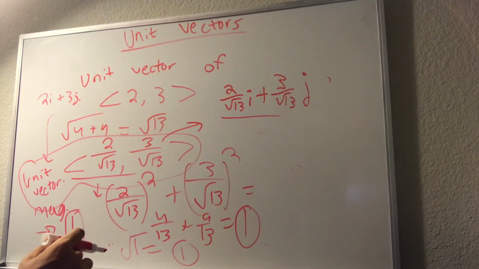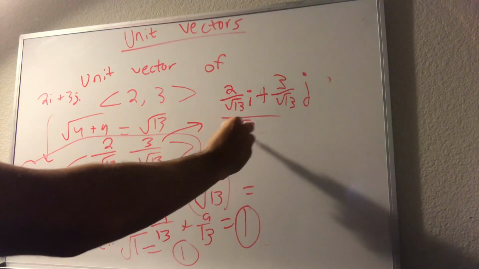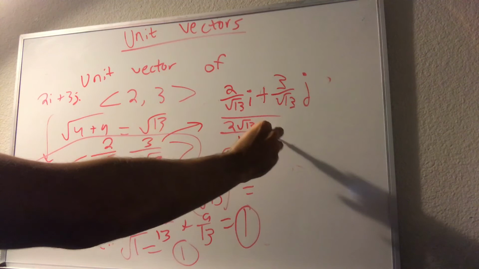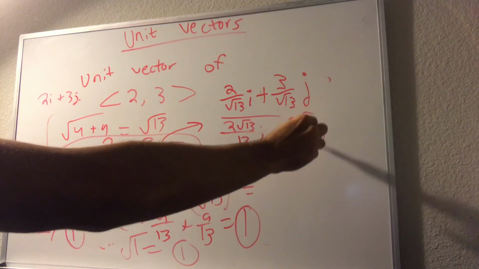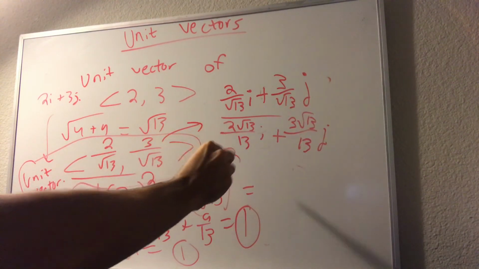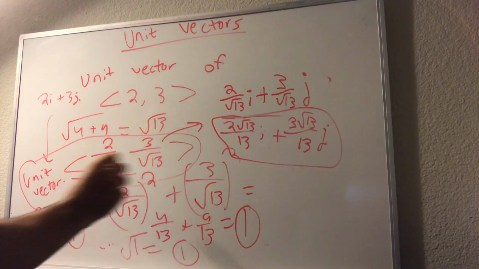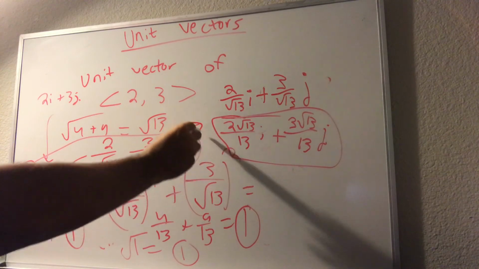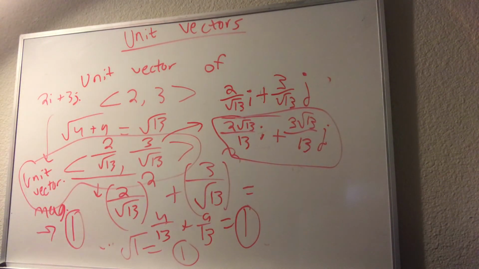And obviously you can rationalize this further, and a better way of writing this would be 2 times root 13 divided by 13 i plus 3 times root 13 divided by 13 j. So this is a simpler form of denoting this vector over here. So really this unit vector, you can write as 2 times root 13 all divided by 13 i plus 3 times root 13 all divided by 13 j.